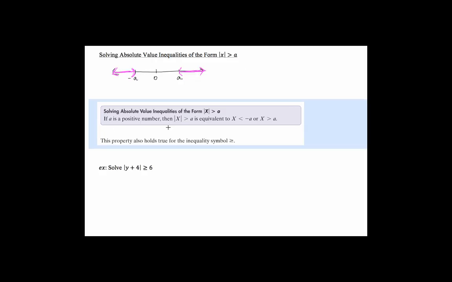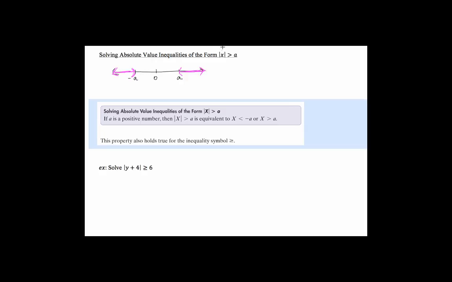If a is a positive number, then the absolute value of x is greater than a is an equivalent inequality to saying either x, what's in the absolute value, is less than negative a, or x in the absolute value is greater than a. And of course it's true whether you have an equal to sign there or not. So let's use this property to solve this example. It is of this form because we have the absolute value of something is greater than or equal to a number.